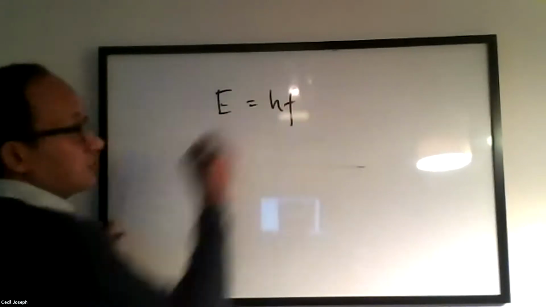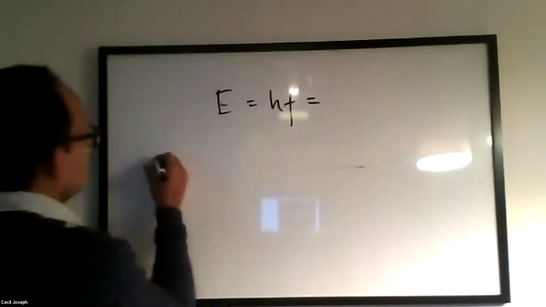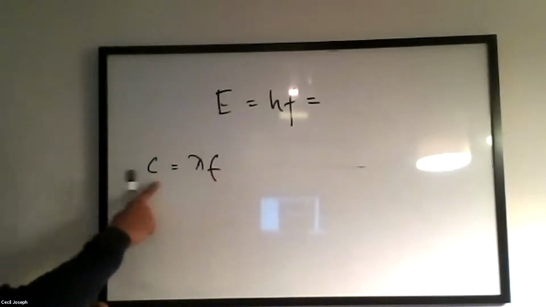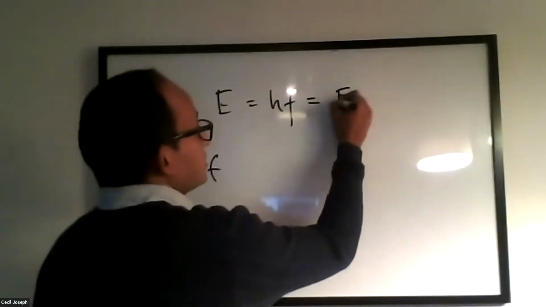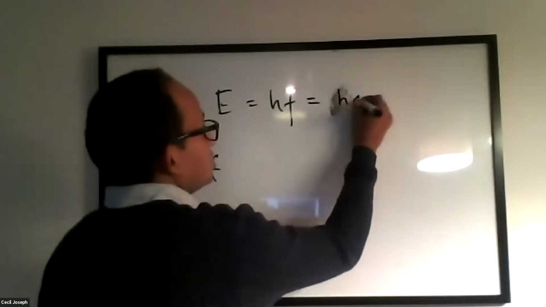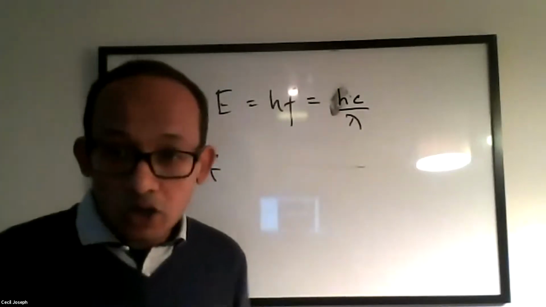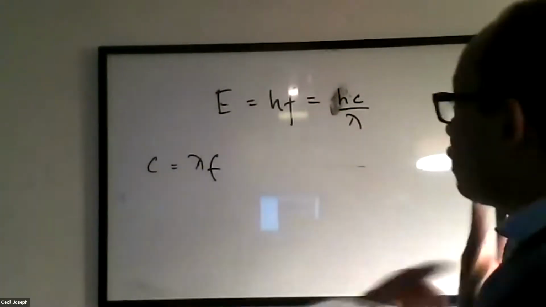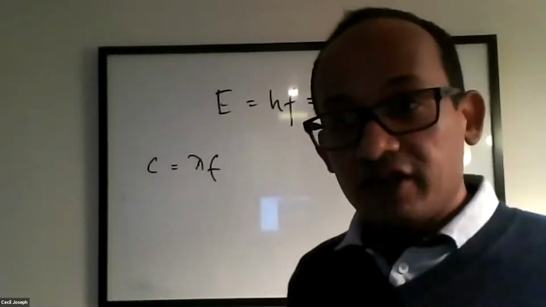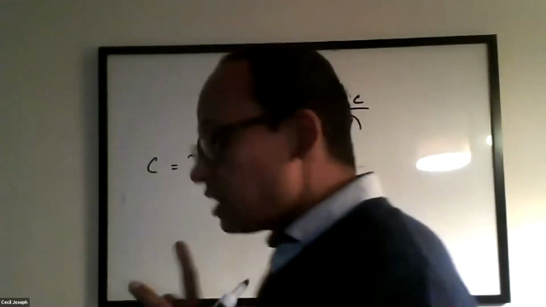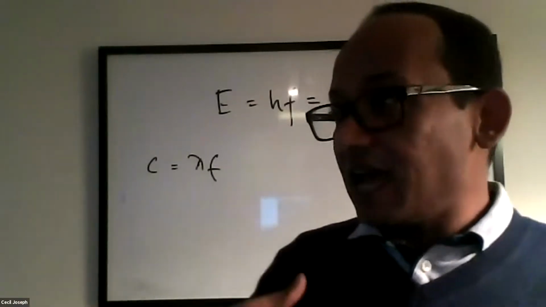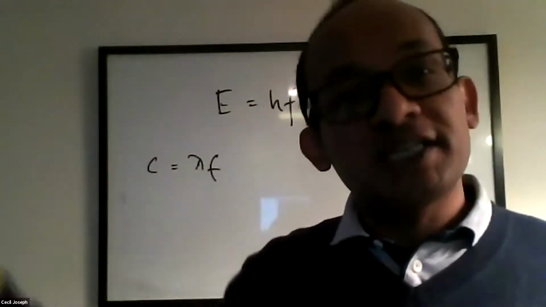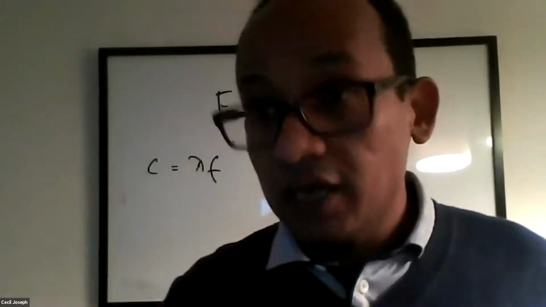E is hf. Remember, the speed of light is wavelength times frequency. So I can rewrite this as E is hc over lambda. Someone asked how the explanation of the photoelectric effect proves that light behaves like a photon. Remember, the wave theory predicts that since frequency has nothing to do with energy, I can have any energy in a wave by changing its amplitude at any frequency.